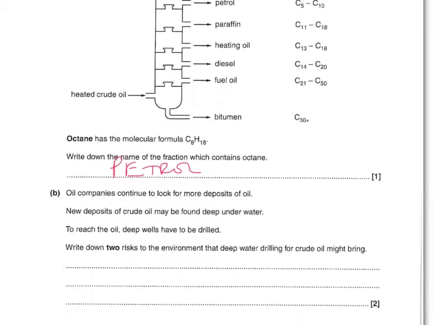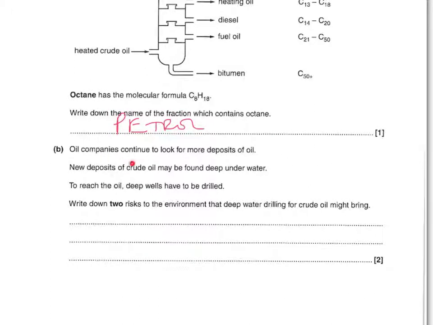And then it says, the next question, oil companies continue to look for more deposits of oil. New deposits of crude oil may be found deep underwater. To reach the oil, deep wells have to be drilled. Write down 2 risks to the environment that deep water drilling for crude oil might bring.